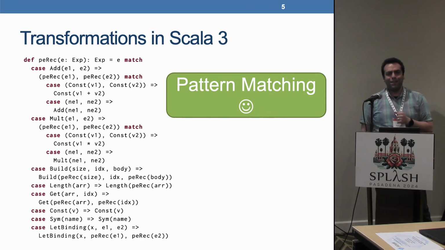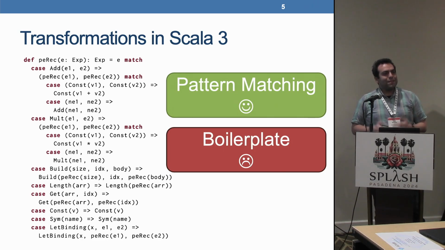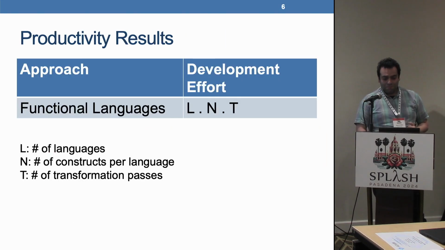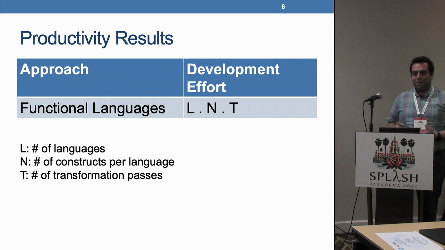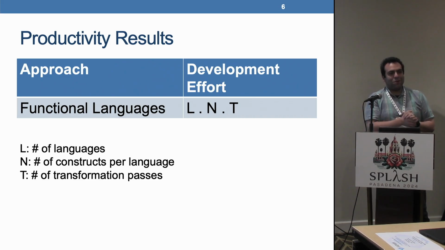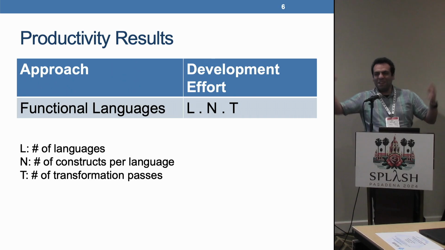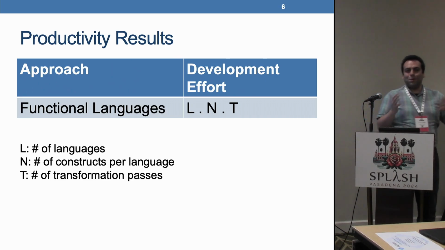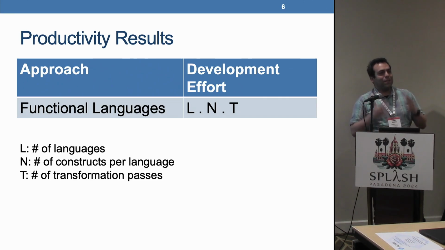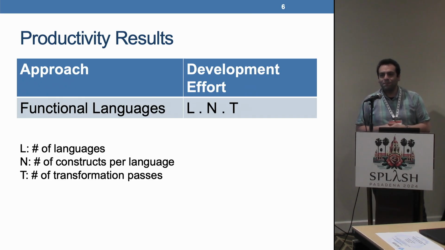That is ugly. It's beautiful, but it is boilerplatey, yeah? So what does that mean? It means that if I need to define L different languages, and each of them on average has N different constructs, and for each of the languages I want to define T transformations, this is basically the amount of effort, in terms of lines of code or whatever, a constant factor of that. I would need to basically develop the compiler for that language.